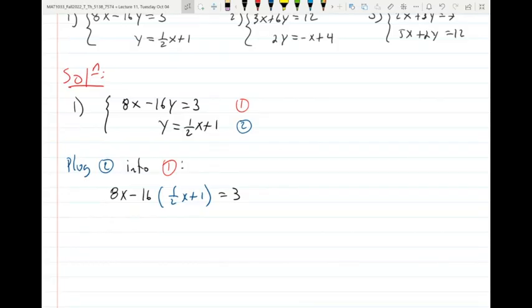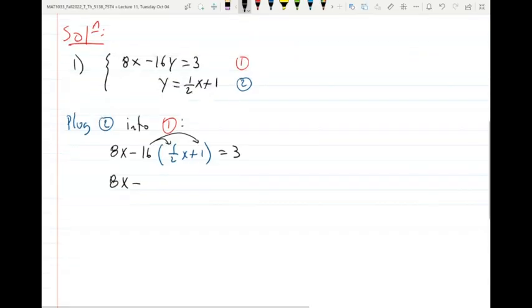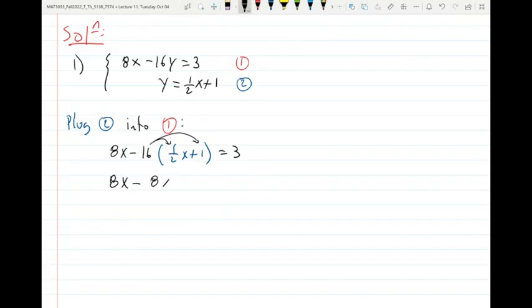Now this is a linear equation with only one variable, x. We know how to solve this, so let's solve it. Let's first distribute the parentheses. When I multiply by negative 16, what do we get? Who can tell me? Negative 8x. What else? Minus 16 equals 3. Negative 16 times 1/2, the 2 cancels with the 16, so you get 8, so negative 8x. And then negative 16 times 1, that's negative 16.